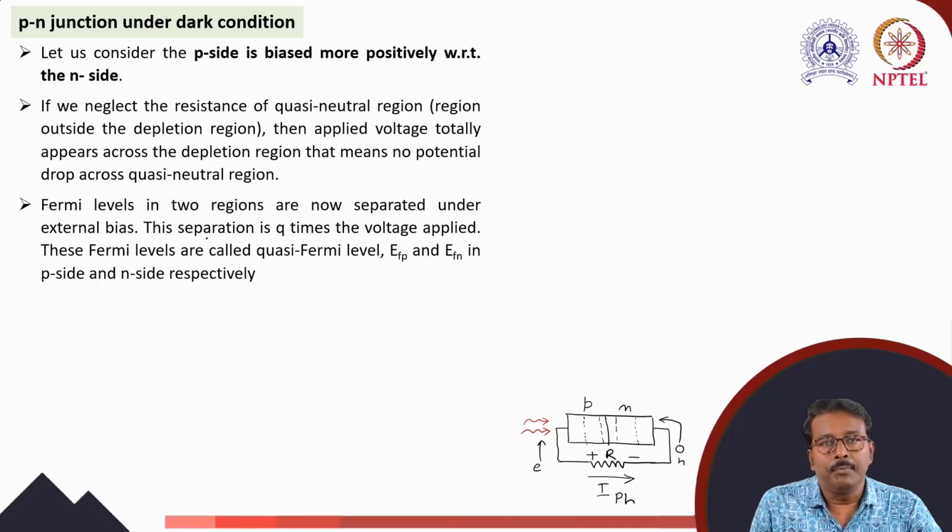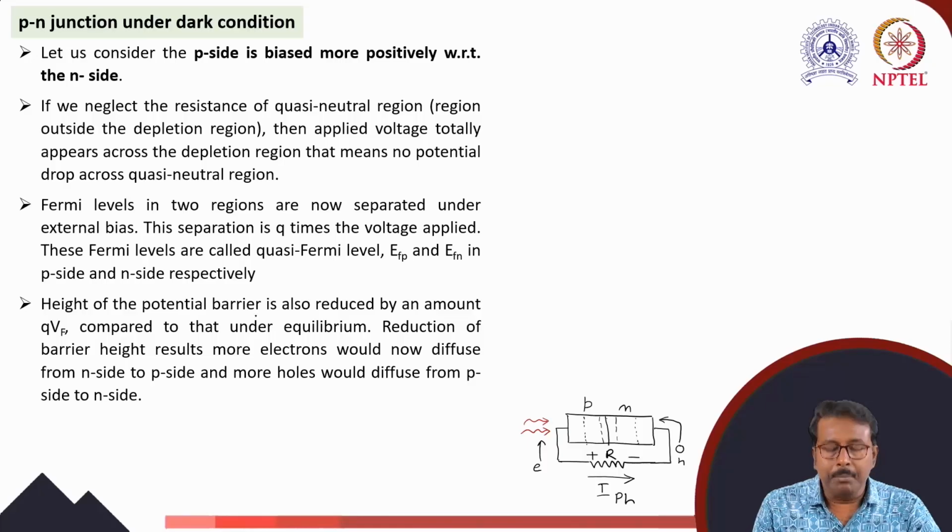Due to application of bias, the Fermi level will no more be aligned. The Fermi level splits into two different Fermi levels called quasi-Fermi levels, that is EFP in the P side and EFN in the N side, and the gap between these quasi-Fermi levels will be nothing but Q times the applied voltage, Q into Vf. This band diagram we have also discussed in some earlier classes.